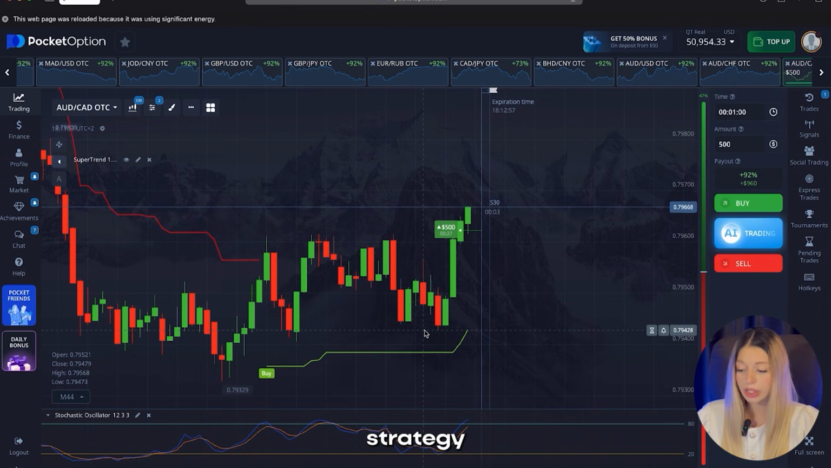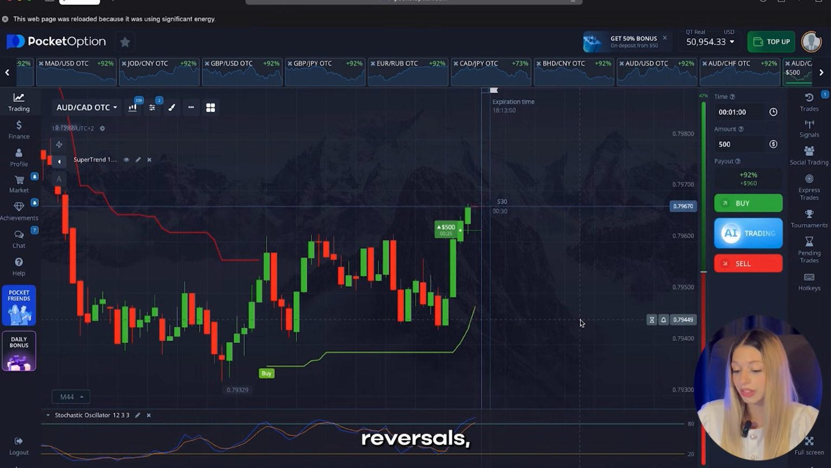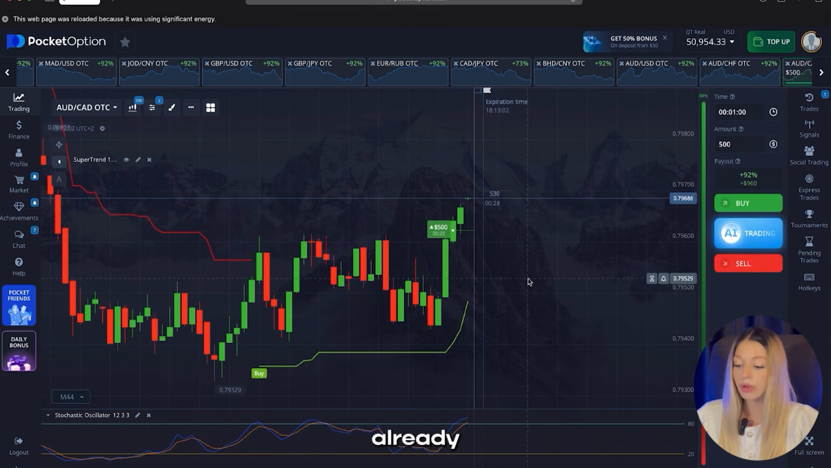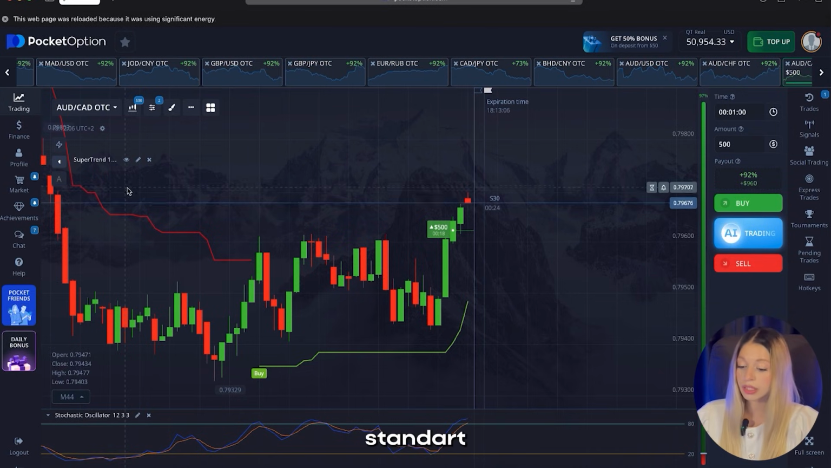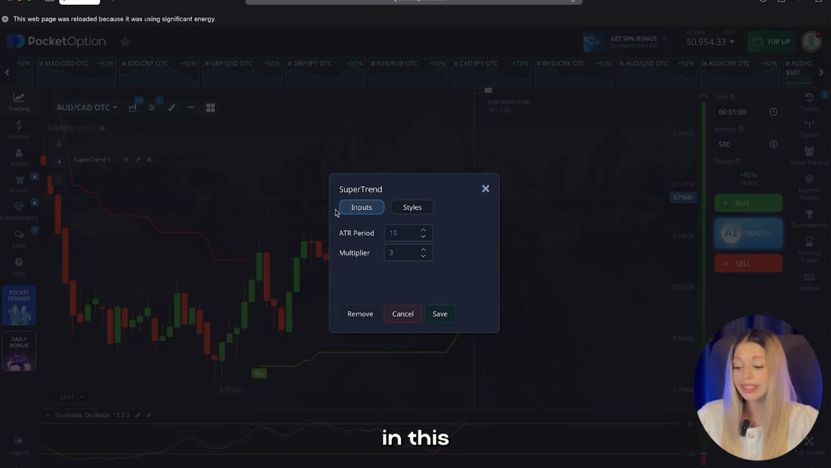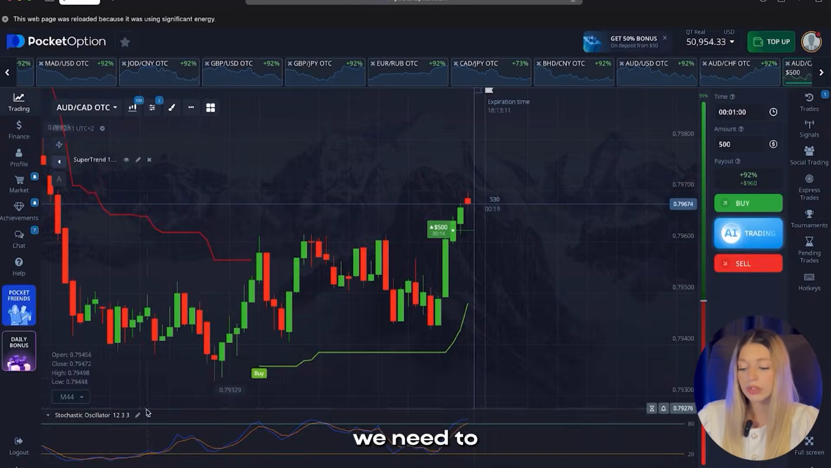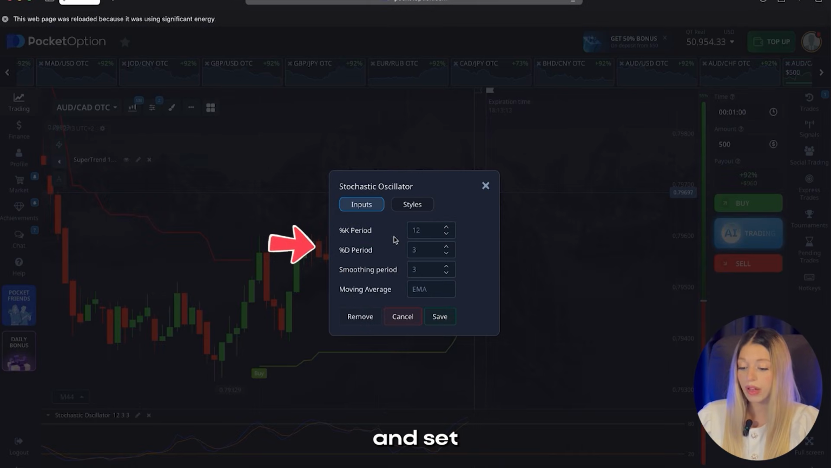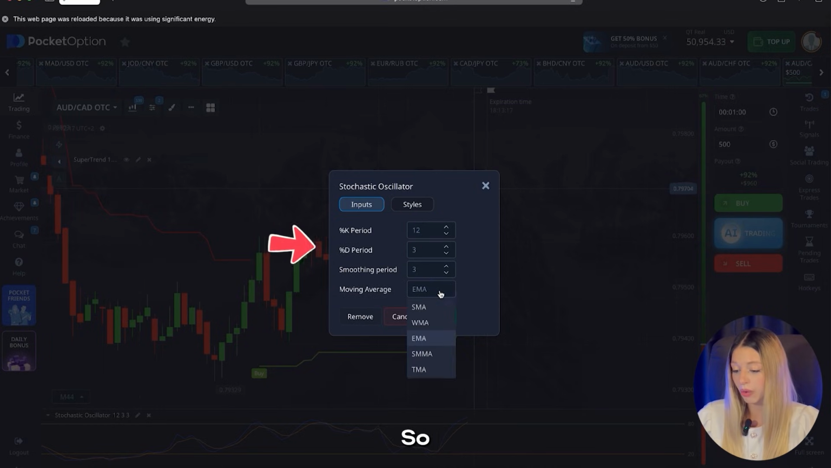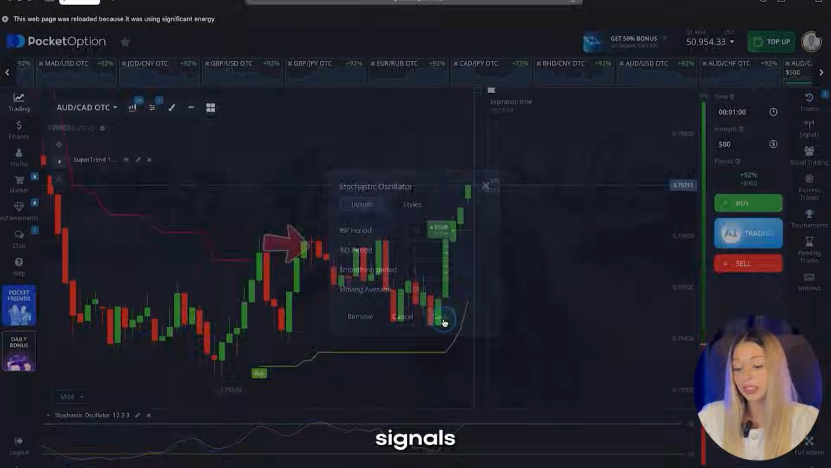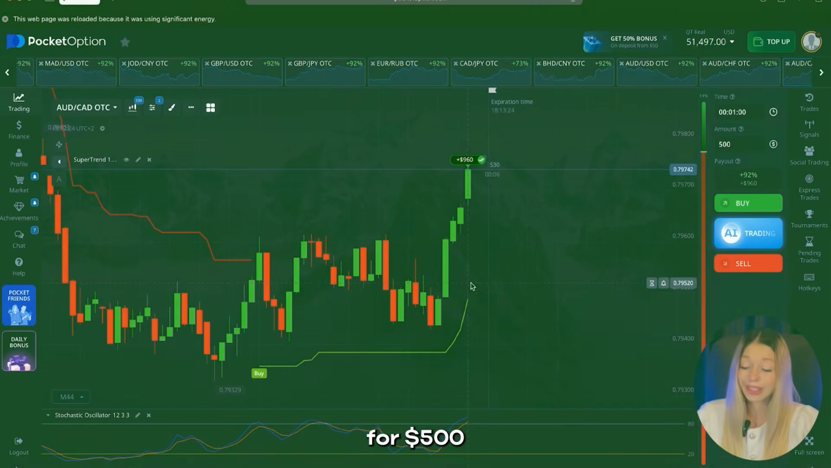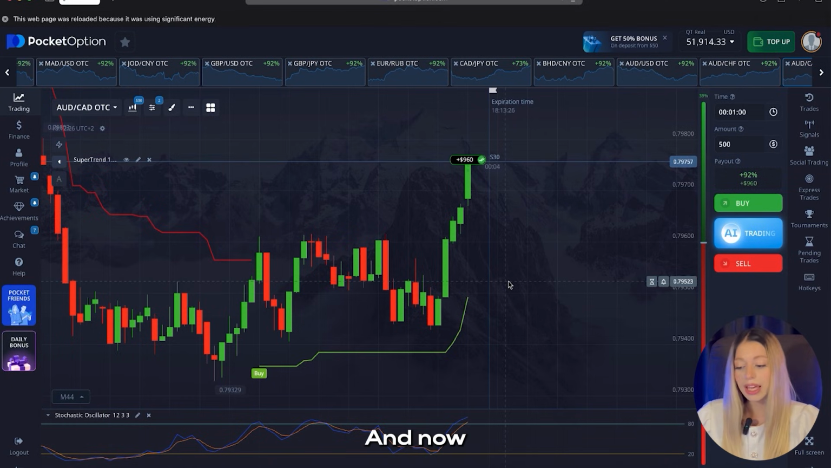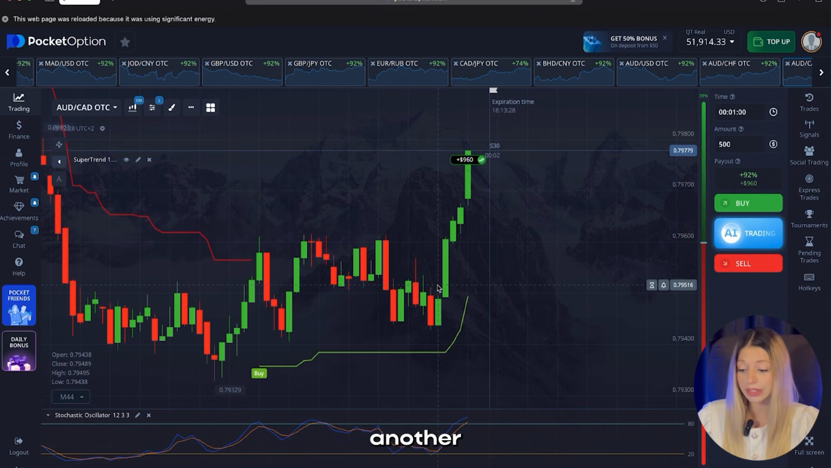So with this strategy, we don't catch reversals, but rather existing, already formed movements. So if we leave the super trend on its standard settings unchanged, in the stochastic oscillator we need to adjust one period to 12 and set the moving average type to EMA. And with these signals, we trade and earn. We see the first trade for $500 just closed in profit. And now let's look for another scenario.